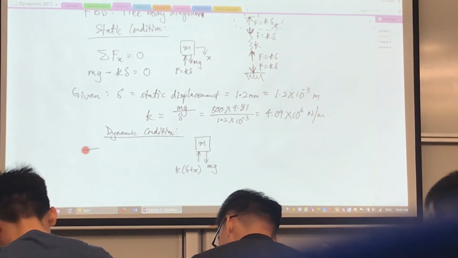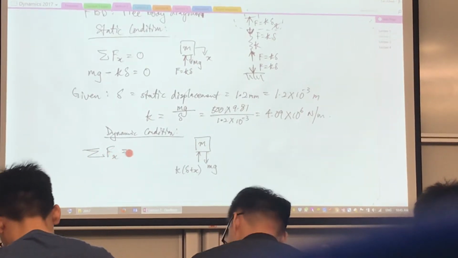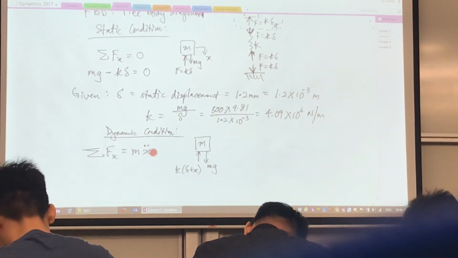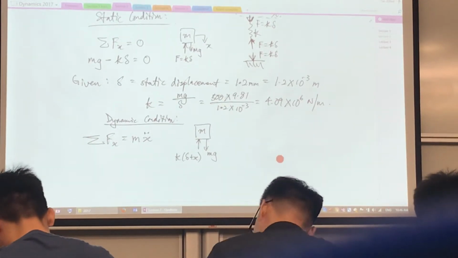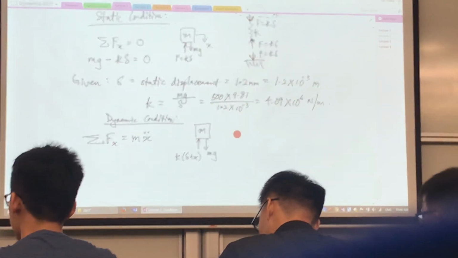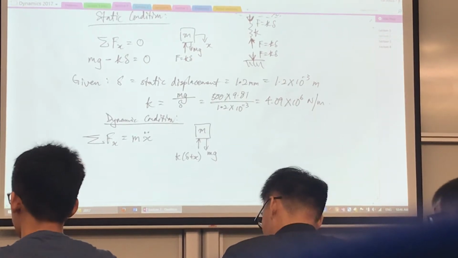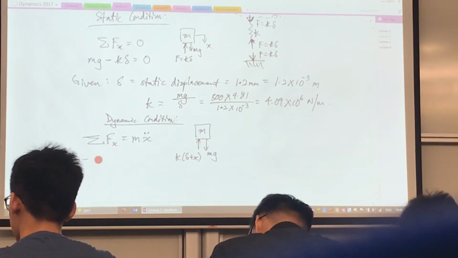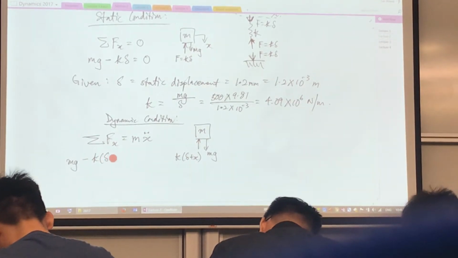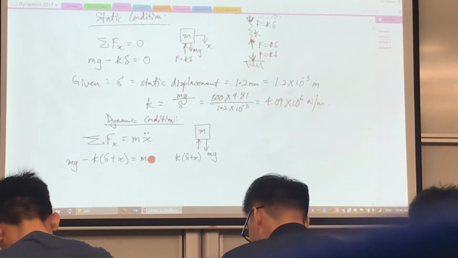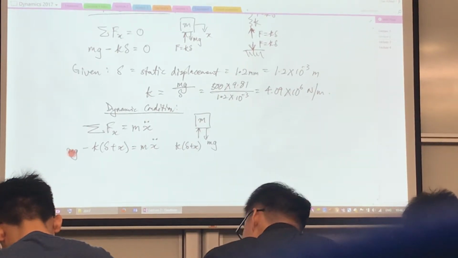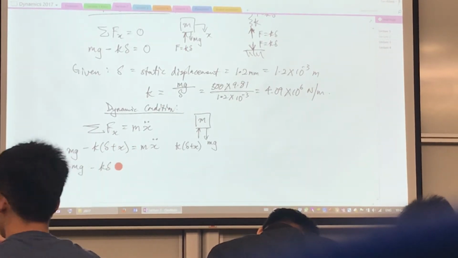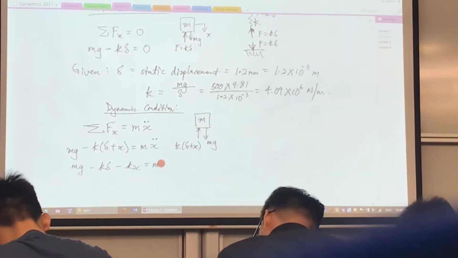So for dynamic condition, again, summing up all the forces along x equal to mass times acceleration, because dynamic, so you got to be mass times acceleration. So summing up the forces, again, we have the datum that's pointing downward. So you have mg in the same direction. This force is acting upward, so k (delta plus x) equal to m x double dot. So I can go ahead and expand this out. mg minus k delta minus kx equal to m x double dot.